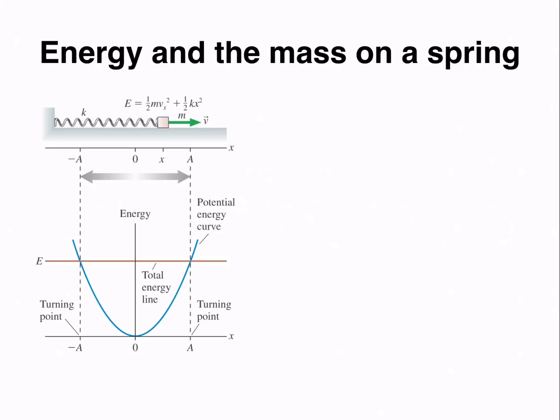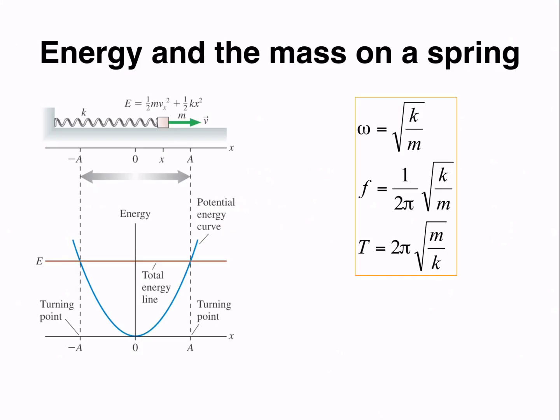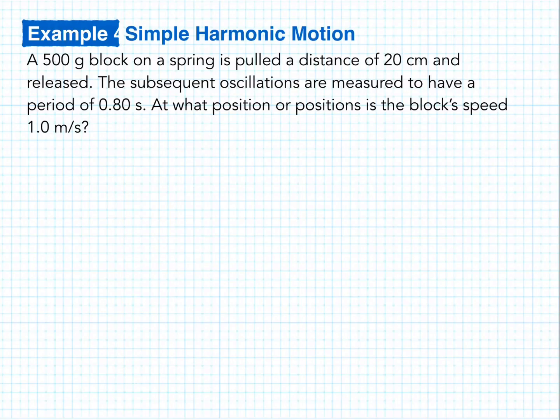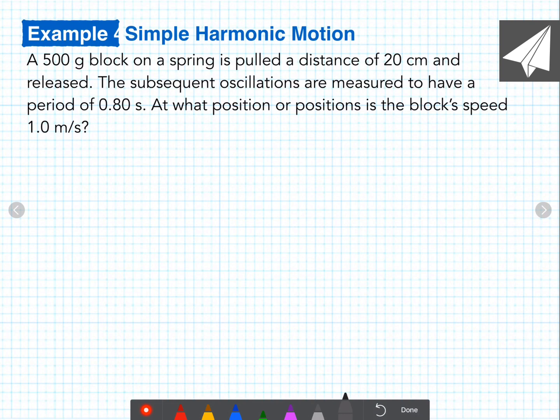If we want to deal with energy, we just have to figure out potential energies. Now, one thing to remember is the frequency only depends on your k and your m. So period and frequency do not depend on amplitude. The block is measured to have a period of 0.8 seconds. That's how we're going to figure out what our omega is. We want to know at what position or positions the block's speed is 1 meter per second.